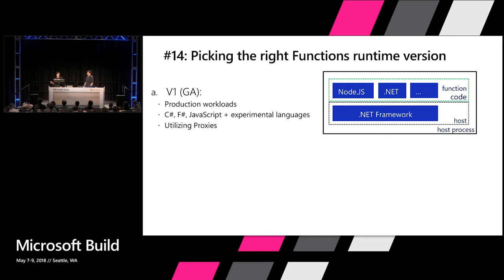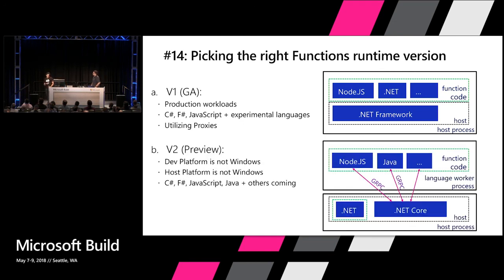And that's where you have C#, F#, JavaScript, and a bunch of experimental languages, which we do not recommend for production. And if you're using proxies in a production manner, that's where you want to go. Now, I'll talk about when to use V2.